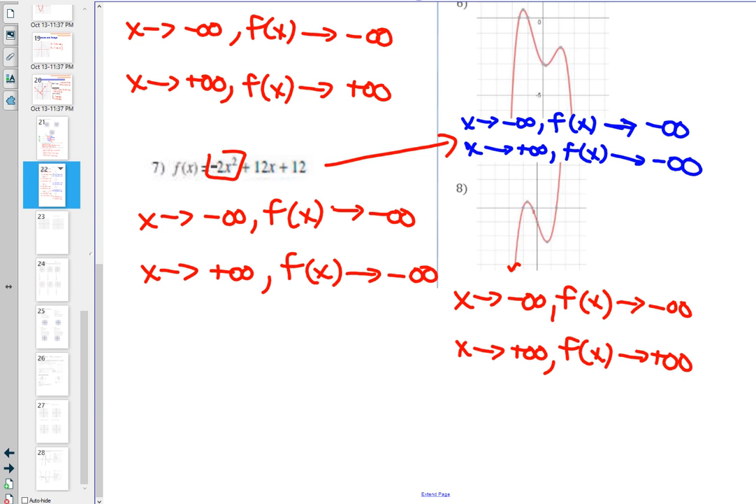Tomorrow we'll finish the rest of the packet. Should be able to get through pretty much all of it. And then what do we do Thursday? Lab on Thursday and Friday.